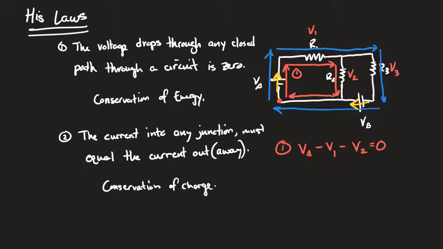So, loop 2. Noting from where I started, I will have VA minus V1 minus V3 plus VB equals 0. Any question about this yet? Now, there's no reason to do the other loop that has not been done. Once you've encountered and made sure you have a loop that uses every single circuit element, you're done with Kirchhoff's first law.